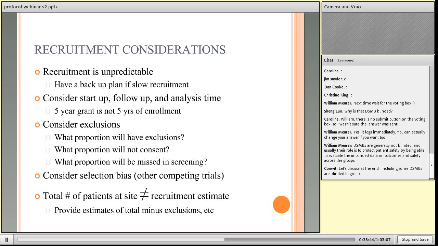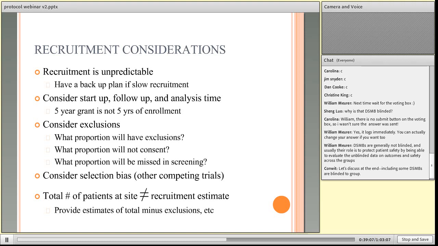In neurologic disease, there are lots of people who can't provide consent, and if someone else is not there to provide consent or assent, then those patients are not eligible. And then you have missed patients. There are always patients that somebody forgets to think about, or people couldn't make it in to evaluate the patient, or something happened and the patient was not offered the opportunity.